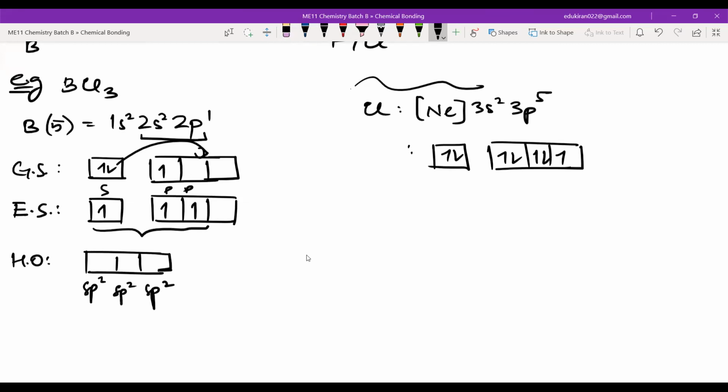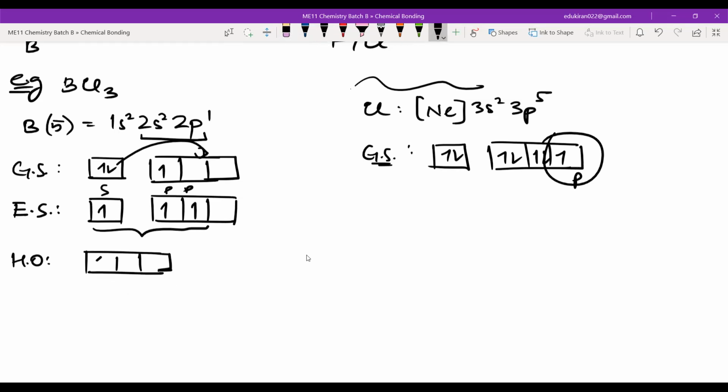5. So chlorine will be making how many bonds? One bond, right? And how many unpaired electrons are there? One, right? So this unpaired electron from the chlorine will be participating in the bond formation, right?